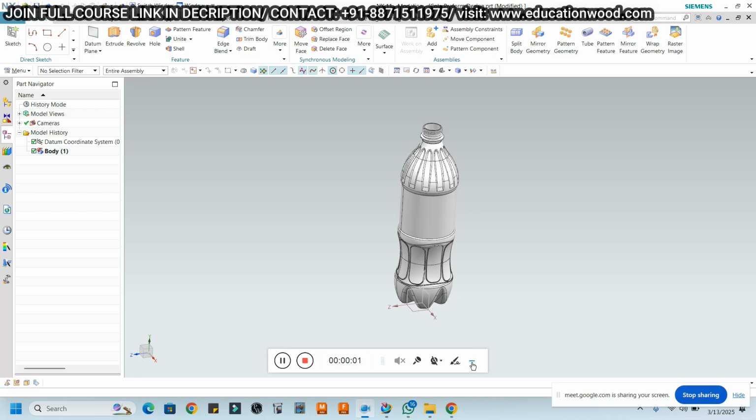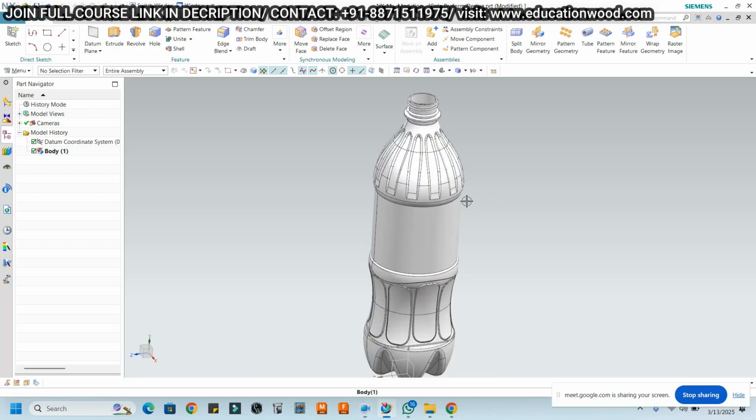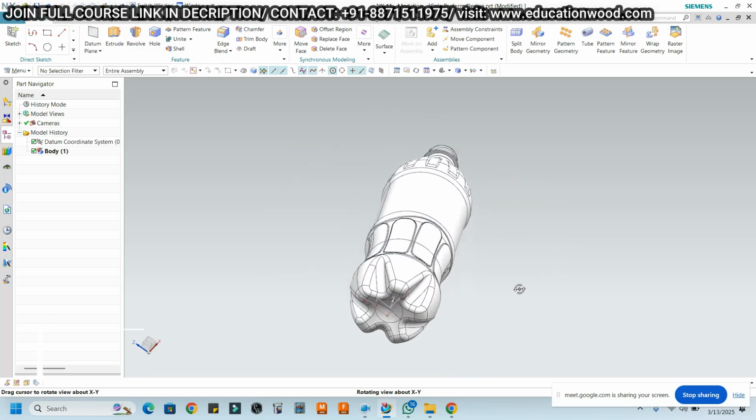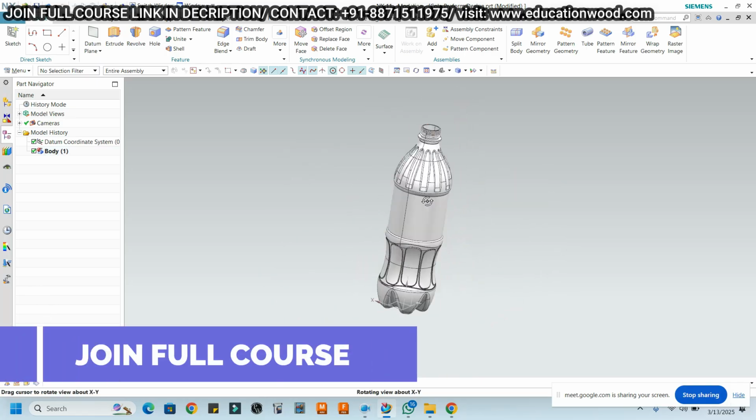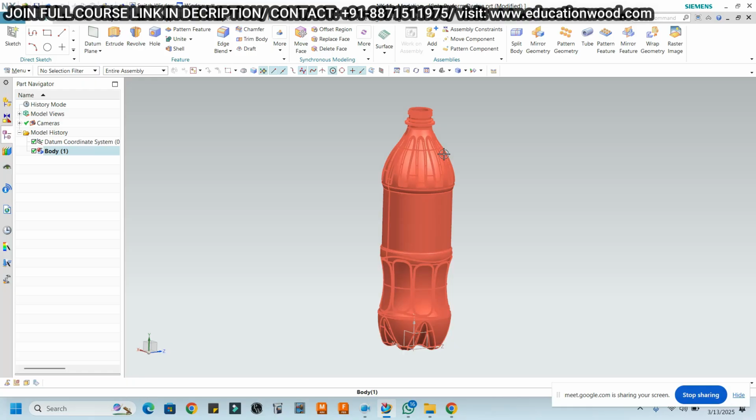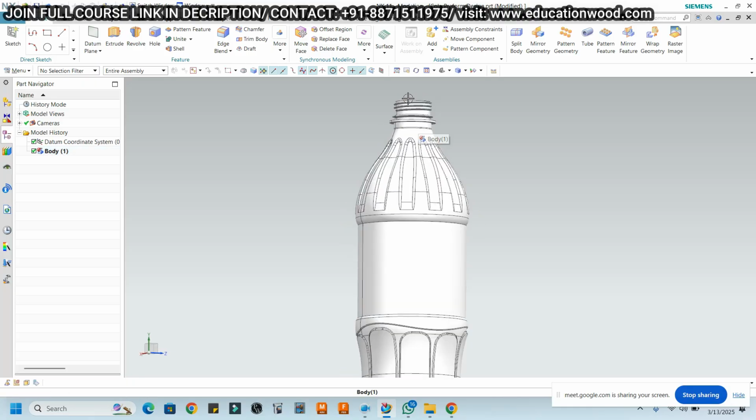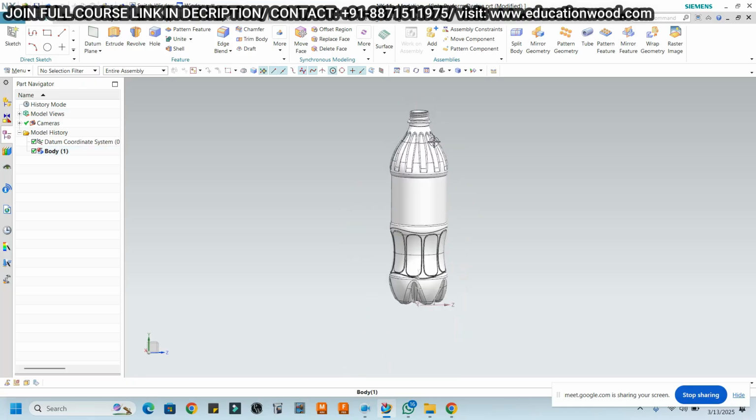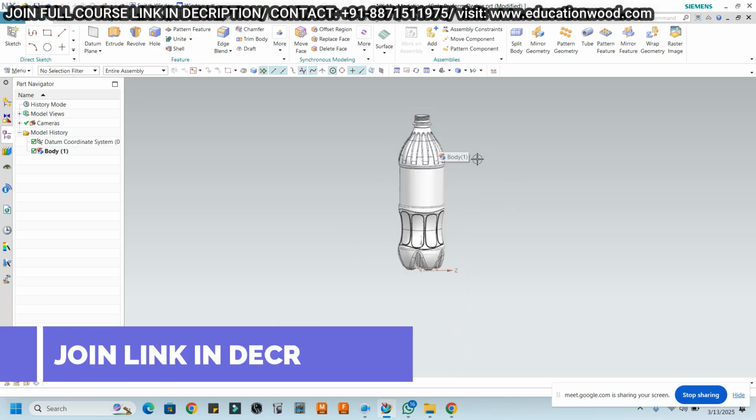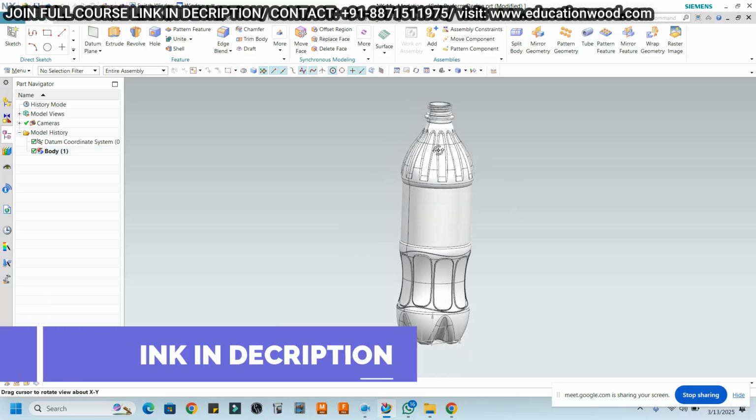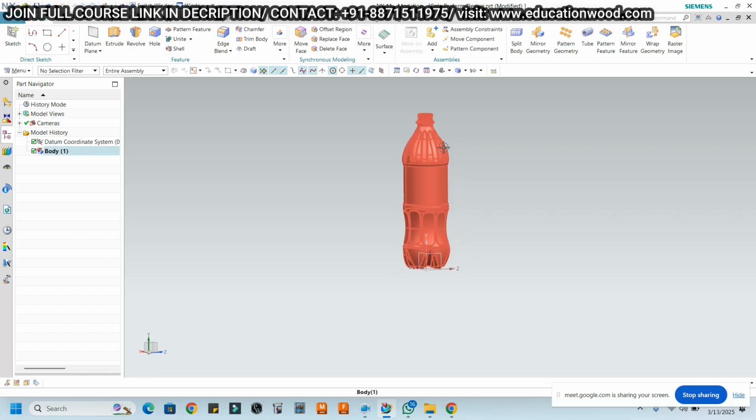Okay, so in the previous lecture we discussed this component, right? So in this lecture we will design a preform for this component, as well as a mold for it. I will design a single cavity, using NX Graphics CAD software, or any CAD software you can use.